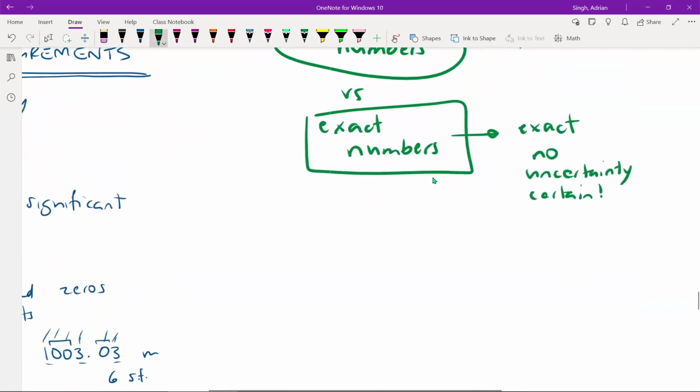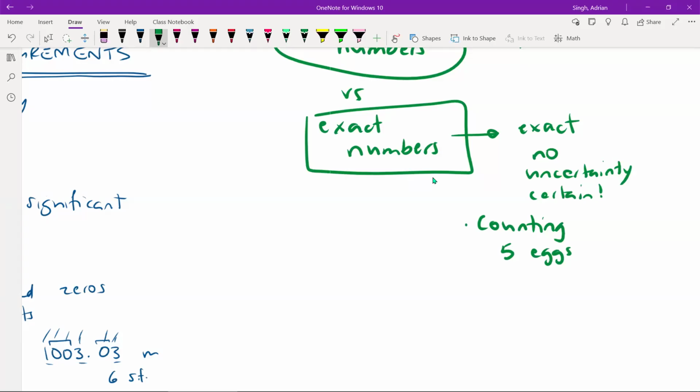So where do exact numbers come from? Well, if you count something. Let's say, for example, there are 5 eggs in a carton. Well, there's exactly 5 eggs in that carton, right? There's not 5.1 or 3.9 or 4.9 eggs. No, there are exactly 5 eggs in that carton. That's an exact number. We are absolutely certain about that. We don't have to consider sig figs in that measurement. You can think of it as having an unlimited number of significant figures.